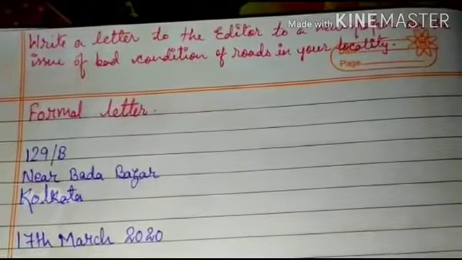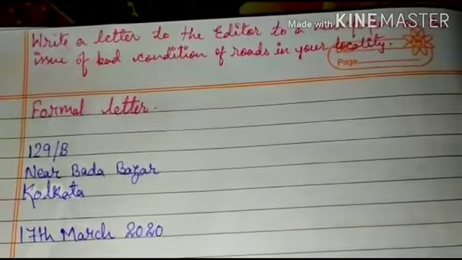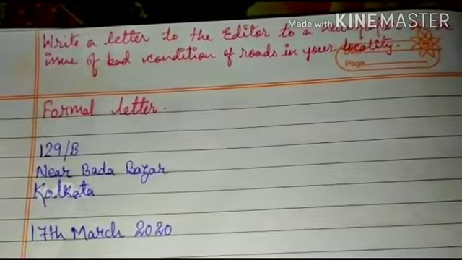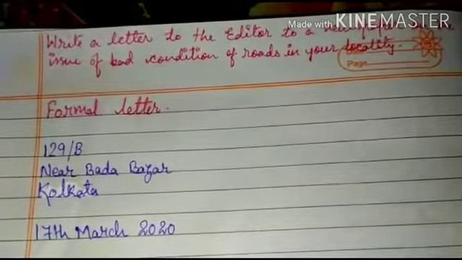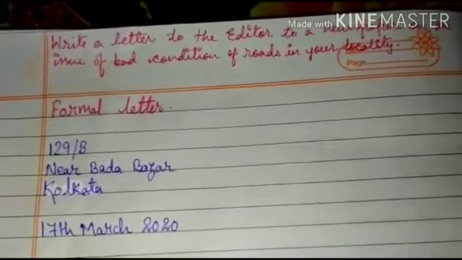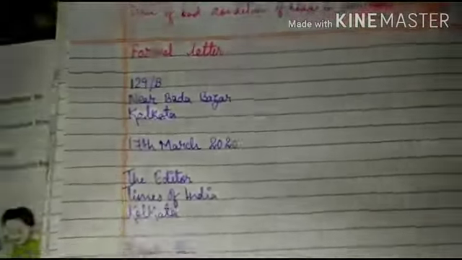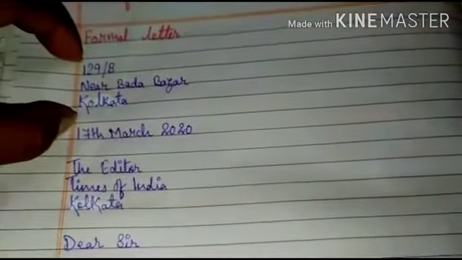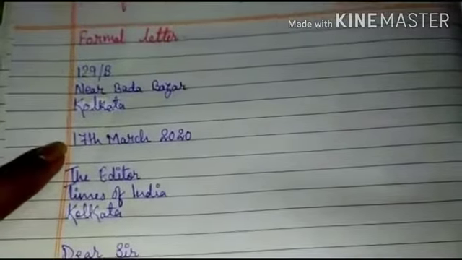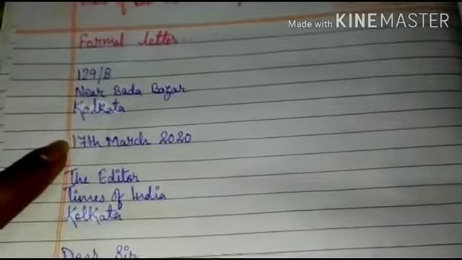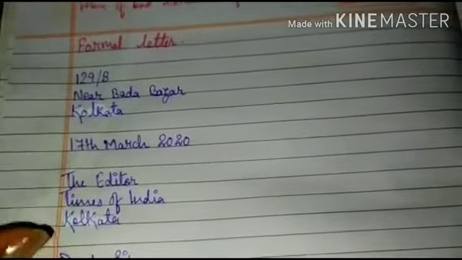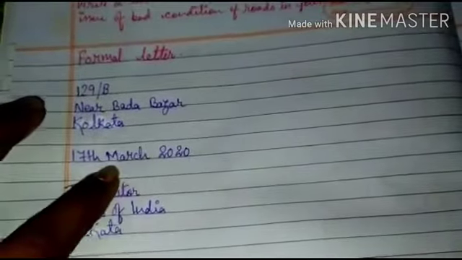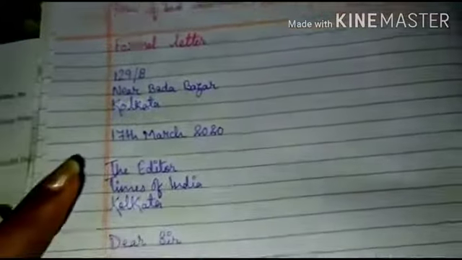So students, now see, I have written one formal letter. The question is, write a letter to the editor of a newspaper on the issue of bad condition of roads in your locality. So now here you can see, first is the sender's address, which is yours. Leave one line, then the date. Please make sure you write the date in this way only. Please don't use any short form. In place of March, please don't write MAR. Please write the full spelling.